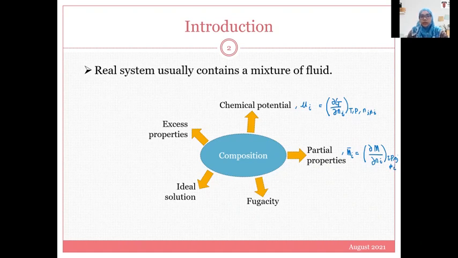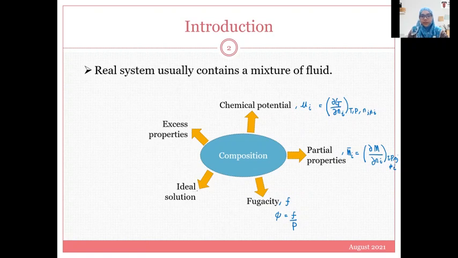And the next, we will also cover in this topic the fugacity. Fugacity is a measurement of chemical potential, denoted by f, and later we're going to learn about the fugacity coefficient. It is to overcome the limitation of chemical potential by adjusting for the pressure in the system. I will explain to you later about the fugacity.